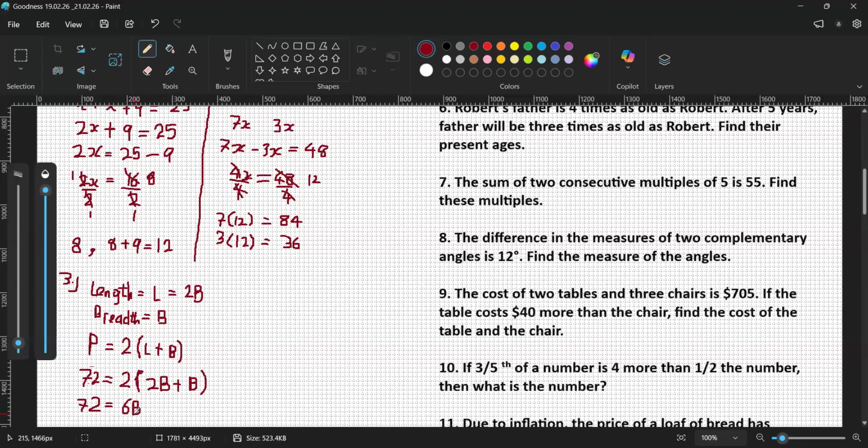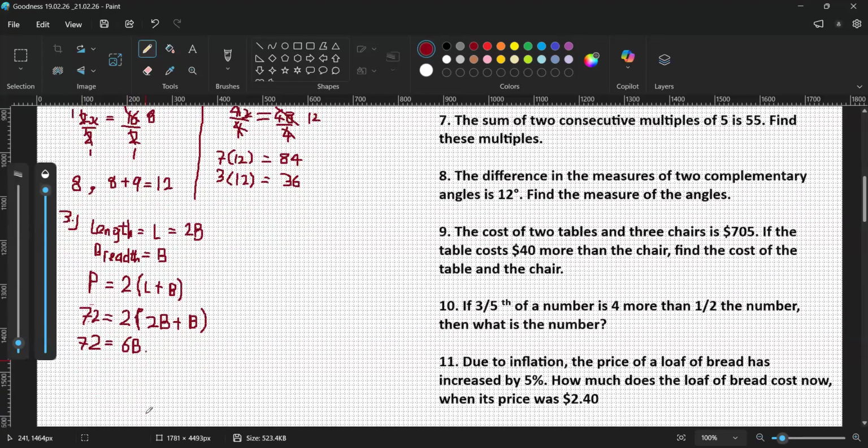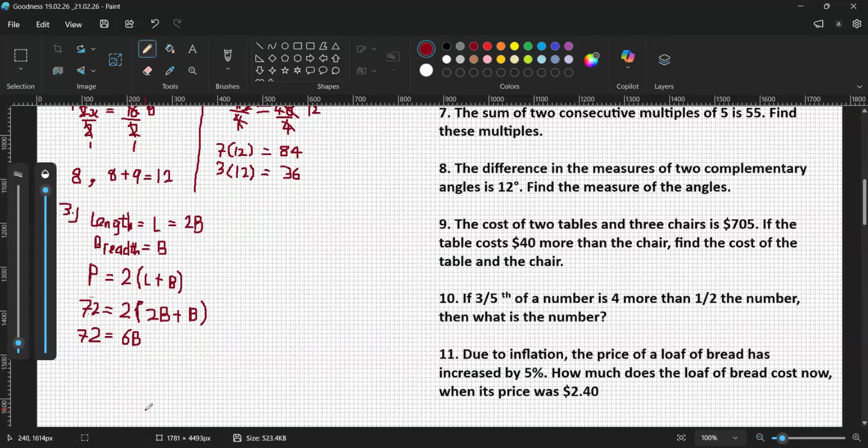Yes, sir. Good. Then, of course, I'm sure with this equation we can find b by dividing both sides by 6, right? Yes, sir. Okay. And 72 divided by 6 will give you what? 12. Correct. Will give you 12. So we have found our breadth to be what? 12. Now that we know what breadth is, don't you think we can now find what length is?